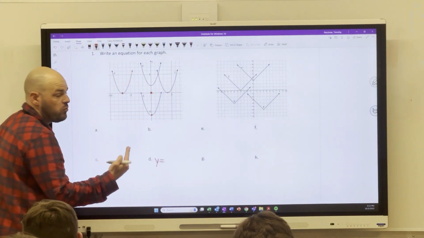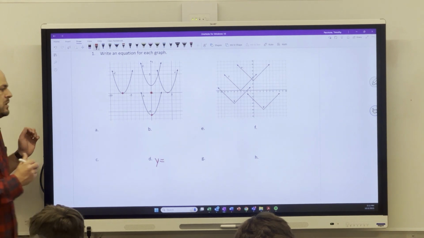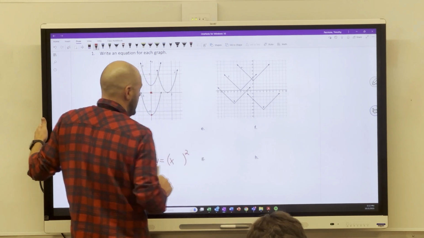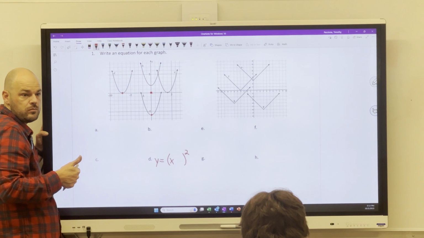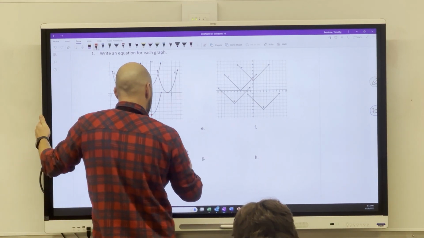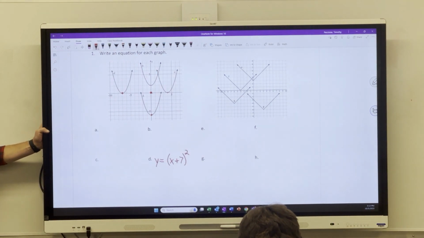When we're moving right and left, are we inside or outside? Inside. So I open up some parentheses and I say x and I put a squared on it. And if it's going to the left, then it's going to be plus or minus? Plus, because it's inside. And how much did it move? 7. So that's how you would write it. Okay? And if it was moving up or down, I put it on the outside, which means I just have x squared. Okay?